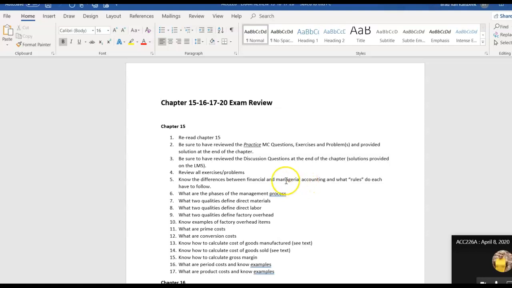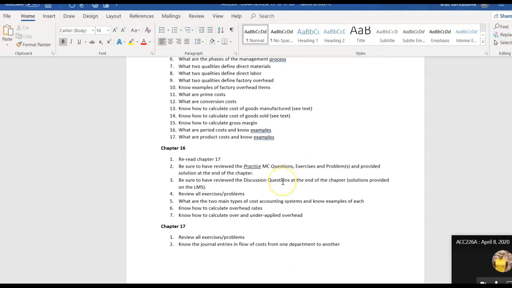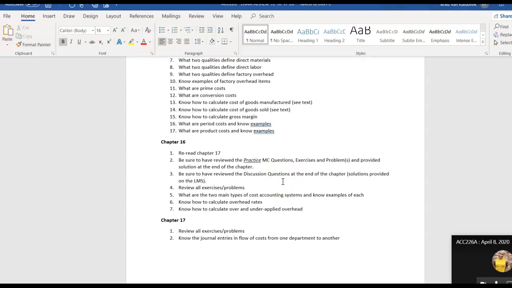All right, let's move to chapter 16. Again, number 1 there, it should say reread chapter 16. Let's jump to number 5. What are the 2 main cost accounting systems? That's on page 794. Job order or process.